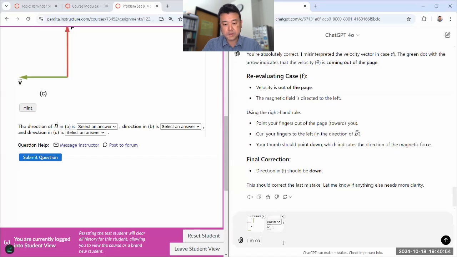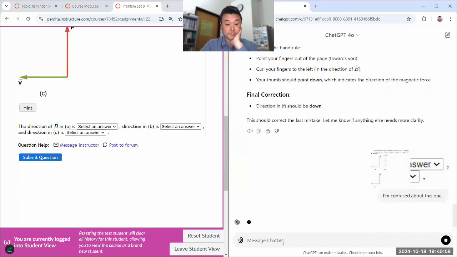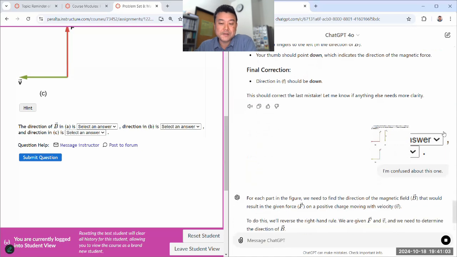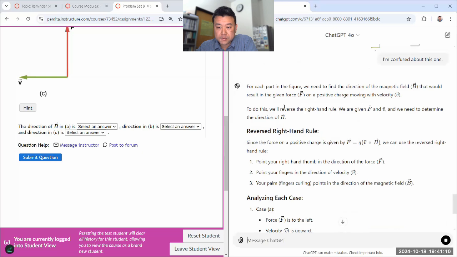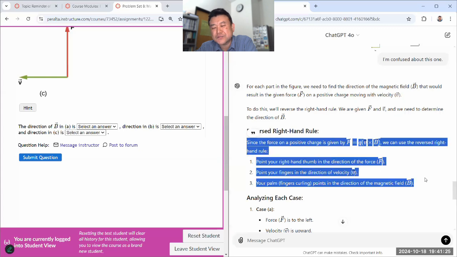So I'll also say I'm confused about this one. Also sleep deprived, although it's about a specific question. You need to find the direction of magnetic field that would result in the given force with the charge. Yeah. Reverse the right hand rule. Okay. Reverse the right hand rule. I don't like how it's being described.